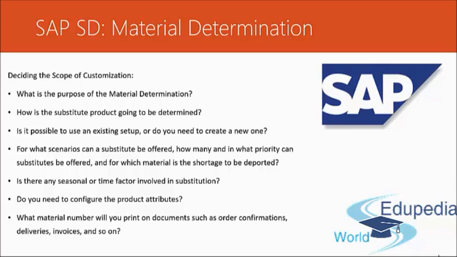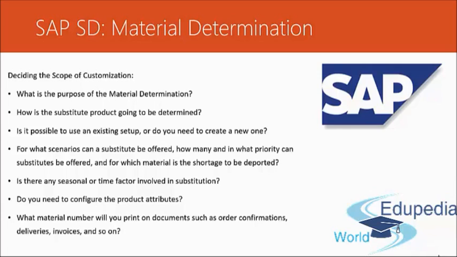Next question. For what scenarios can a substitute be offered? How many and in what priority can substitutes be offered? And for which material is the shortage to be reported? Next question. Is there any seasonal or time factor involved in substitution? For example, material X might be substituted by its specially packaged holiday version, material Y, during the Christmas season, whereas for the rest of the year, the substitute might be alternative material Z.